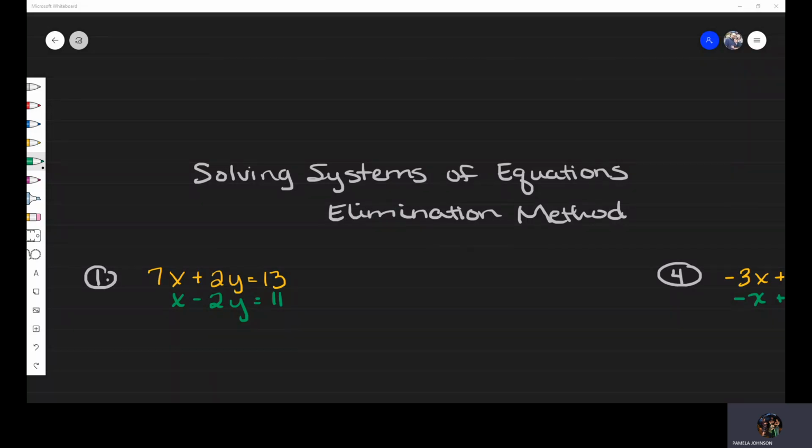Hi guys, so today we're talking about solving systems of equations using the elimination method. The elimination method really just does exactly what it says. We're going to eliminate something. In this case, we're going to eliminate one of the variables from our system of equations. Okay, we're talking about linear equations.